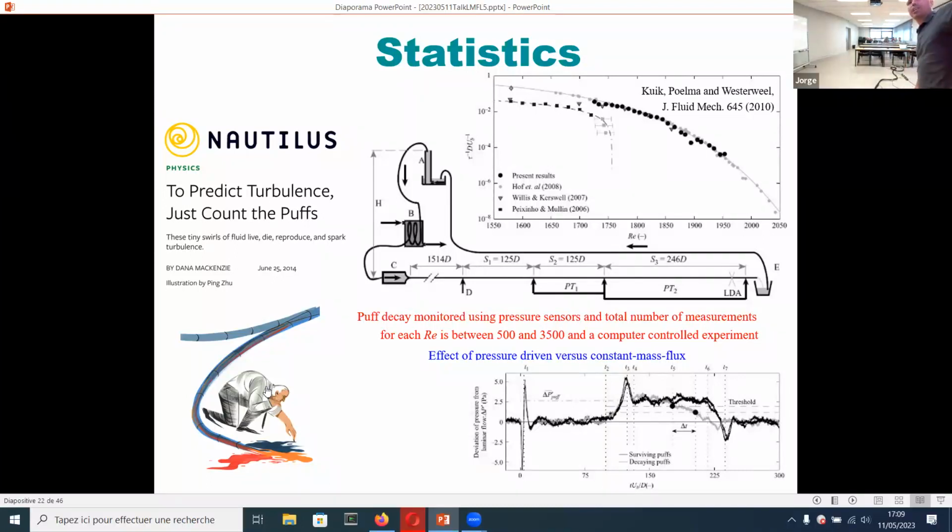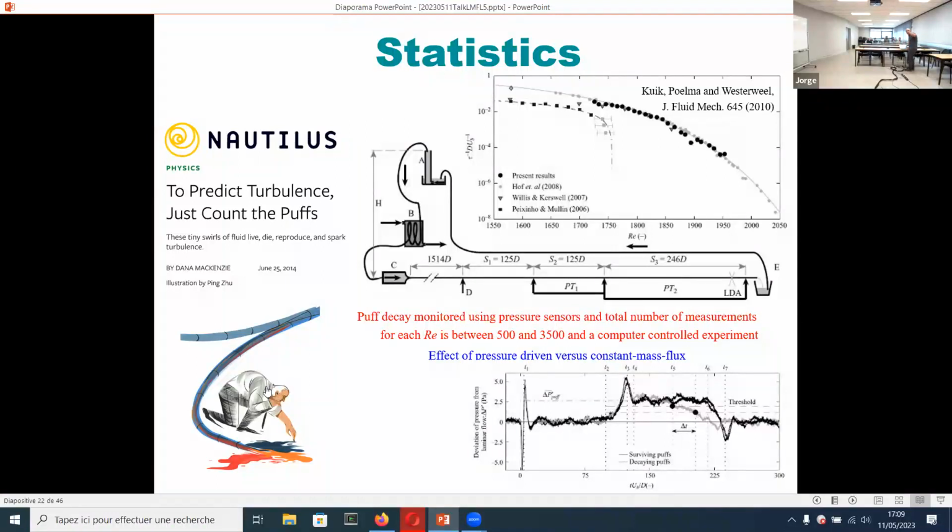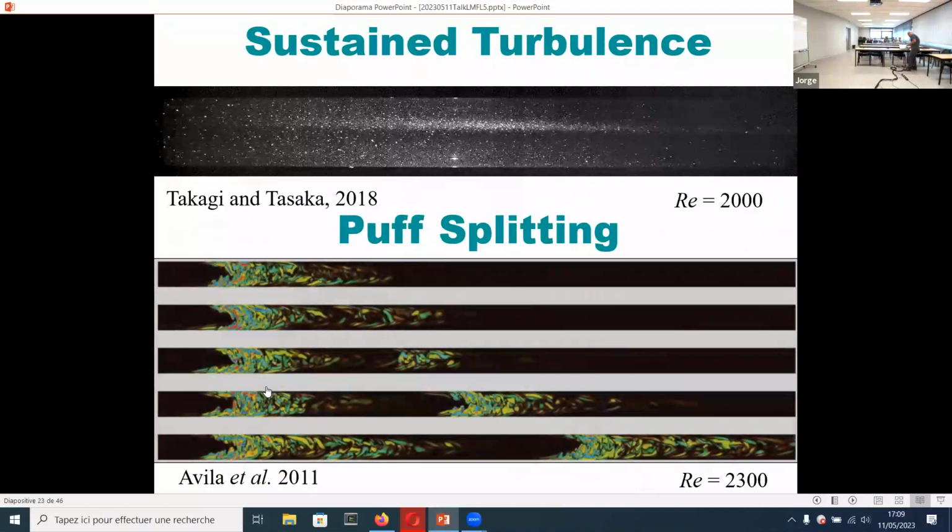Measuring the pressure while the puff is passing through, which only changes by 2.5 pascals, with a very, very accurate pressure sensor, they were able to obtain the mean decay rate of the puff over a much larger range of Reynolds number. And there was an article in the press at the time that to predict turbulence, you need to count the puffs. And here they've done thousands of experiments.